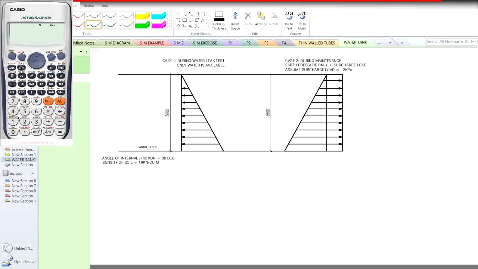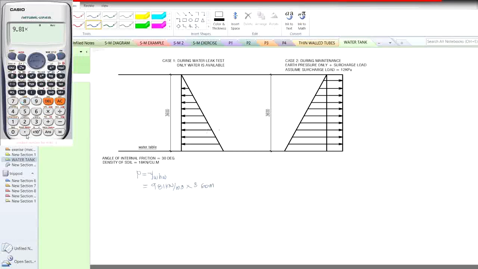So first, let's compute for the maximum pressure at the base of the first diagram. Of course, our formula is P equals gamma water times height of water. I hope you can still recall this formula from your hydraulics. Now, for the gamma water, of course, that's 9.81 kilonewton per cubic meter, times the height, which is also given as 3.6 meter. Let's use our calculator.